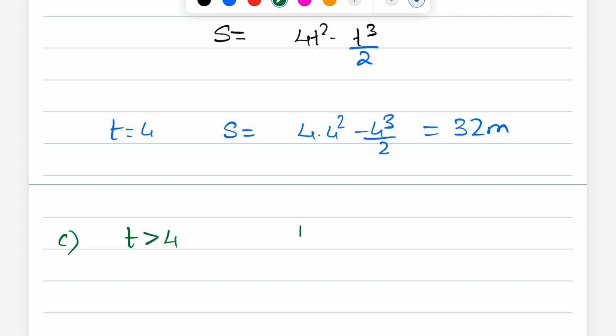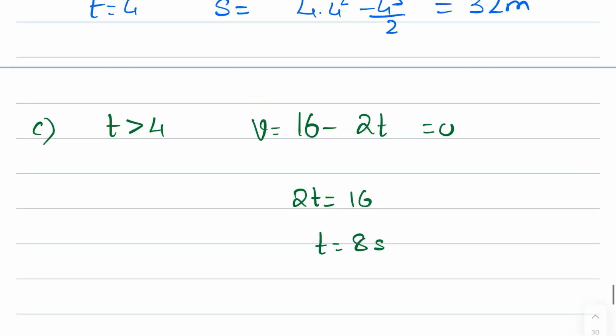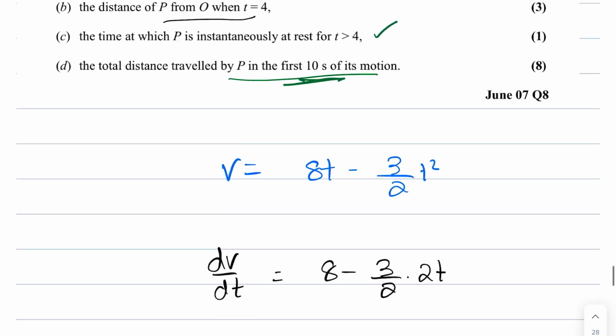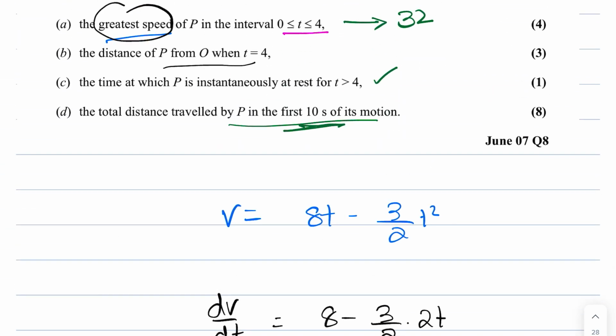The equation is 16 minus 2t. That's the velocity equation, and that should be equal to 0. So 2t equals 16, which gives t equals 8 seconds. Coming to part D, the total distance traveled in the first 10 seconds.